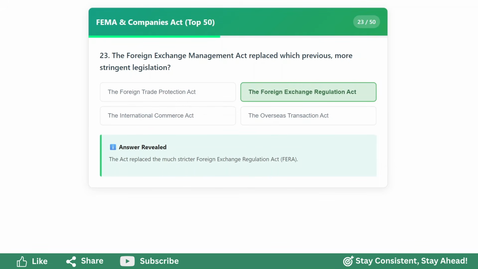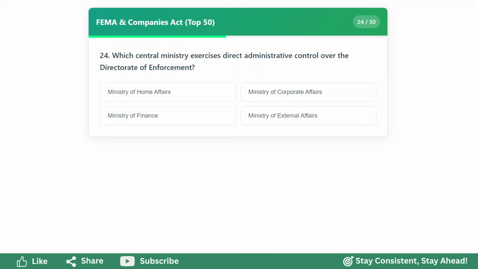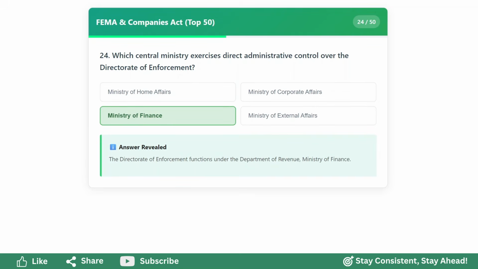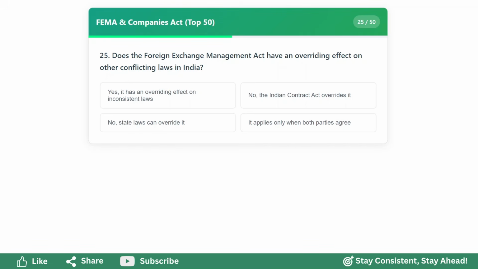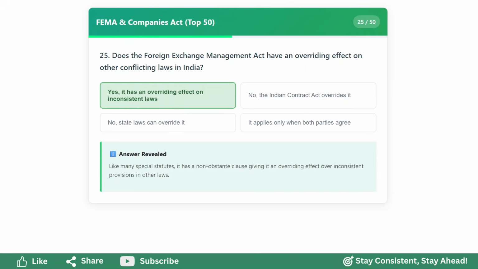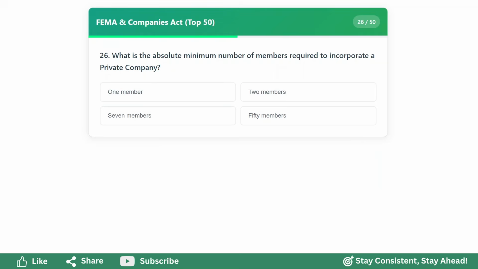The Foreign Exchange Regulation Act. Which central ministry exercises direct administrative control over the Directorate of Enforcement? Ministry of Finance. Does the Foreign Exchange Management Act have an overriding effect on other conflicting laws in India? Yes, it has an overriding effect on inconsistent laws.